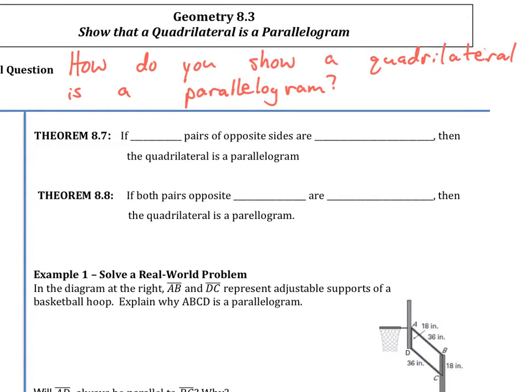So Theorem 8.7 says, if both pairs of opposite sides are congruent, then a quadrilateral is a parallelogram. And 8.8 says that if both pairs of opposite angles are congruent, then the quadrilateral is a parallelogram. So if opposite sides are congruent, it's a p-gram. If opposite angles are congruent, it's a parallelogram.